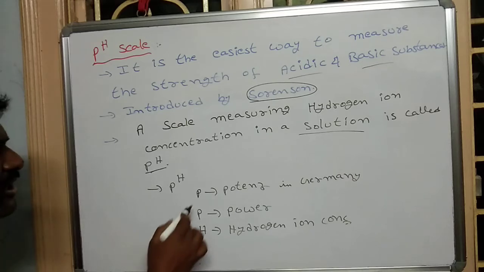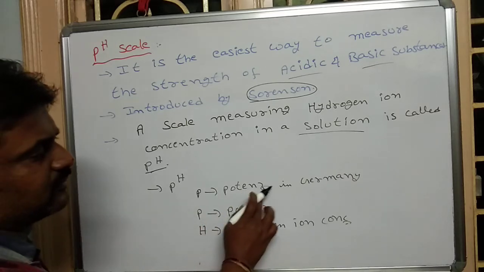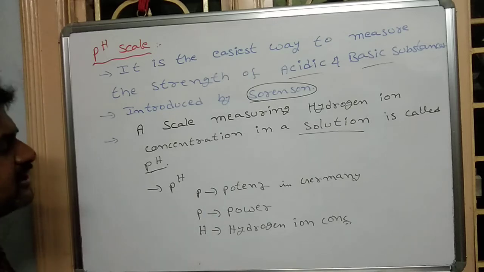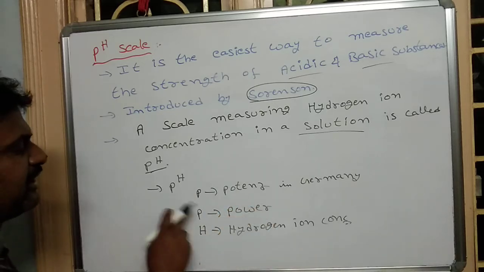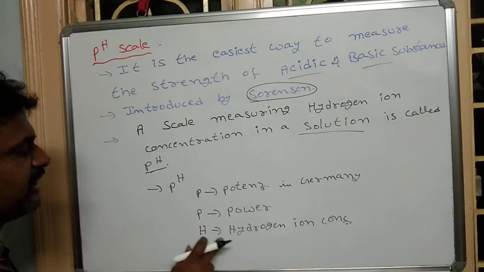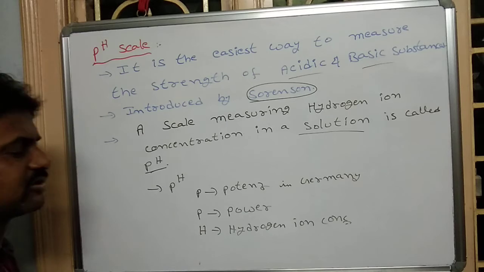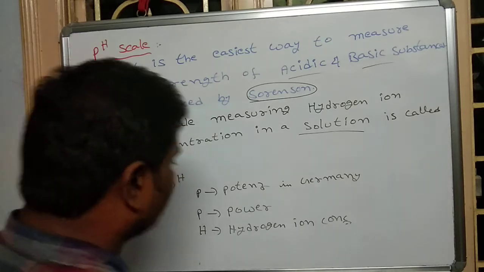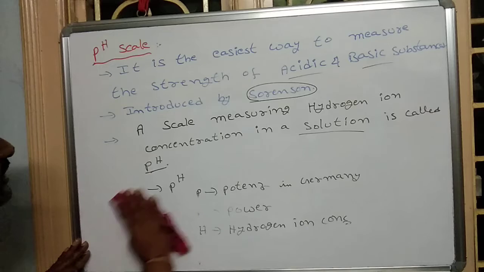Here in pH, P means potential, that is the meaning in German. In German, P means potential, or in English, P means power. Here H means hydrogen ion concentration. So altogether, pH means power of hydrogen ion concentration.